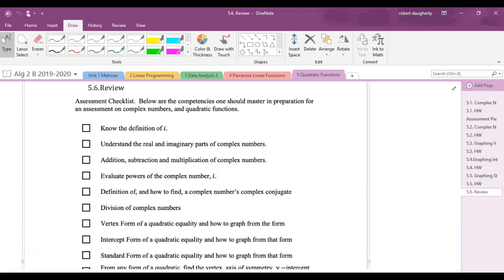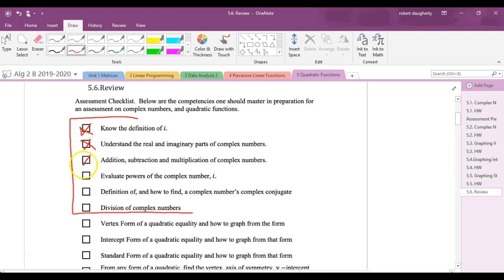Algebra 2, review of Unit 5. This was quadratic functions. So a couple of big topics. We started out with everything that had to do with complex numbers. So everything you see here sort of represents what we did with complex numbers. There is a definition of i. Everything we did in complex numbers is based upon that. The real and the imaginary parts of a complex number. Add, subtract, multiply complex numbers. i to some power. How do you figure out what that is? Definition of and how to find a complex number's complex conjugate, and because you use that to divide complex numbers, okay?